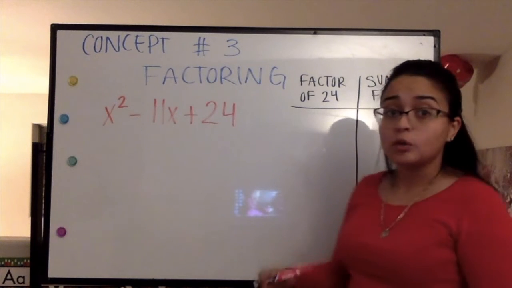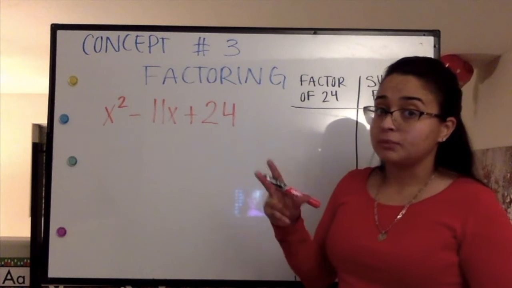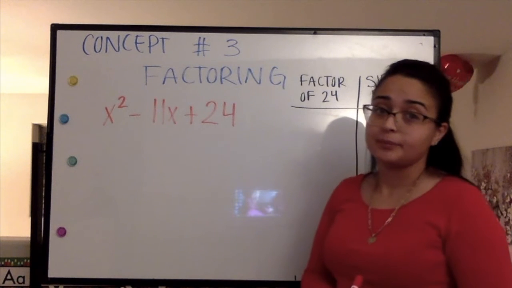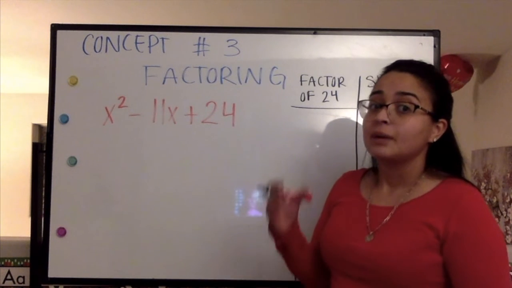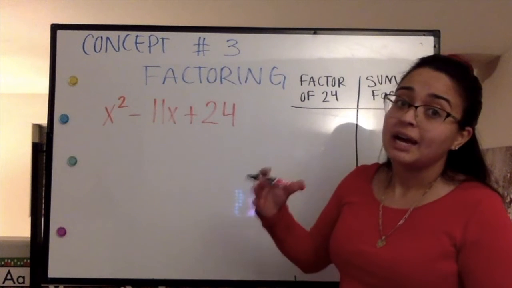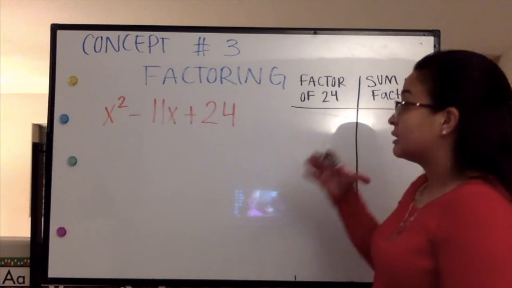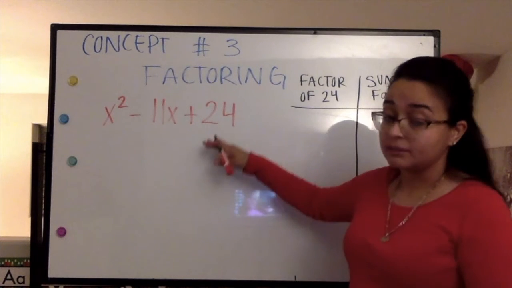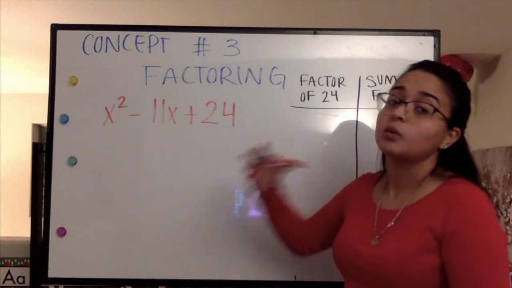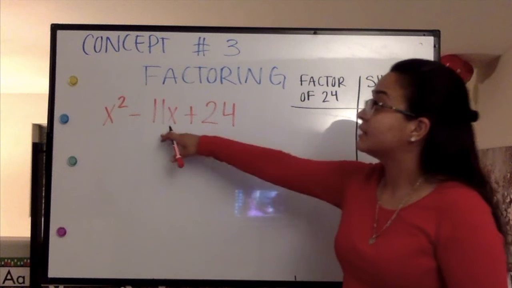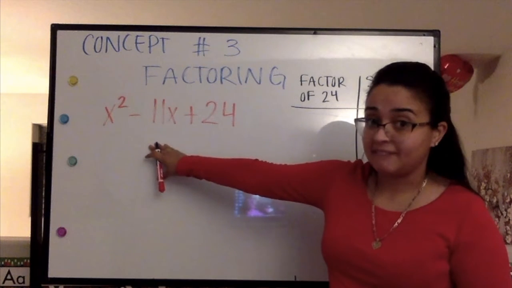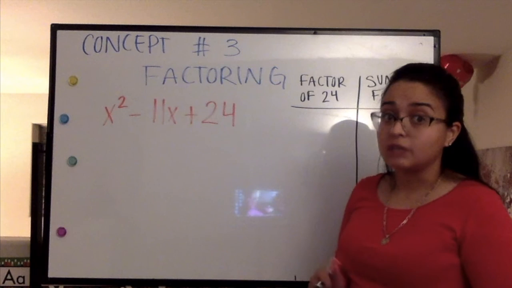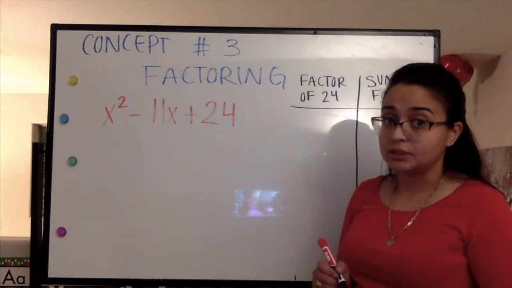Now, we know we have to find two numbers that when multiplied equal 24. Okay? But we also have to find the two numbers that give us 24 when multiplied, and then when they are summed up, give us a negative 11. Okay? In this instance, we're actually looking for negative numbers.